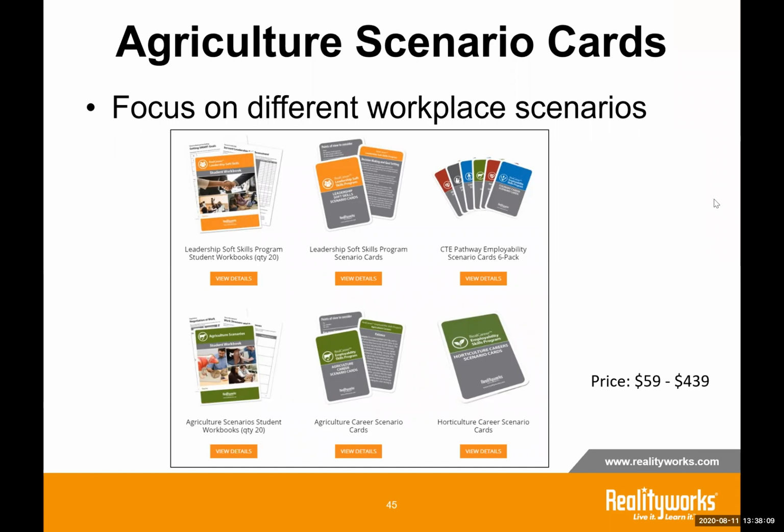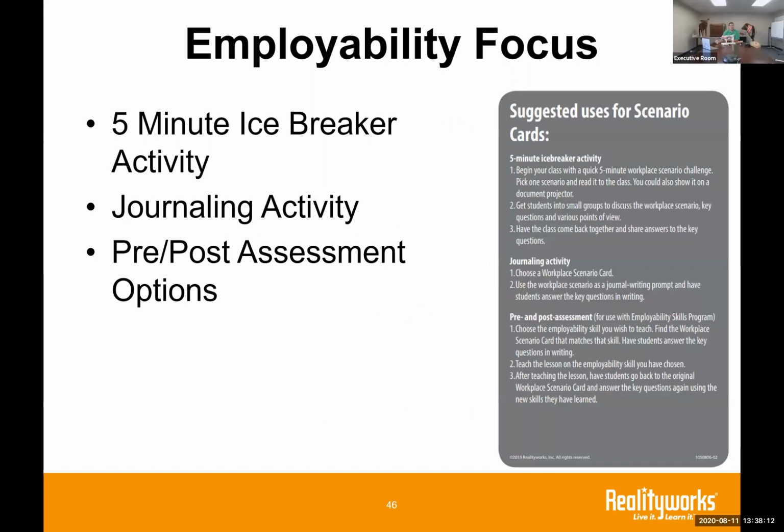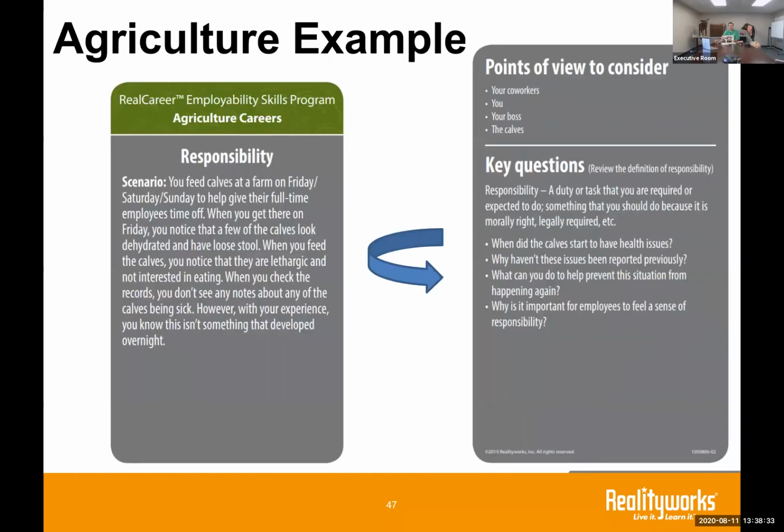And here's an understanding of employability. So again, it's an icebreaker activity, get students doing some sort of journaling activity, and then a pre or a post assessment option as well, where they start to look at not only what they are doing, but how this affects employability. What are some things that they can work with in that world of employability? An example within agriculture here might be that of responsibility. It gives you a scenario that you have to work through, and then it gives you points of view to consider and questions that you need to answer. So it brings in different types of employability skills in the agricultural world, and it helps to really give you an understanding.